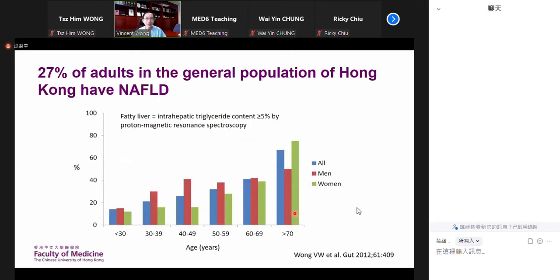Non-alcoholic fatty liver disease is important because it is common in Hong Kong. Close to 30% of the general adult population would have fatty liver disease. And like other metabolic conditions, it is more common in men than women, and it increases with age. For women, the metabolic complications typically develop after the postmenopausal years, and therefore for fatty liver, it is no different.